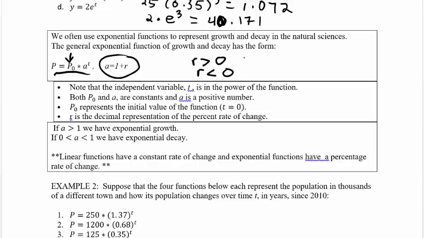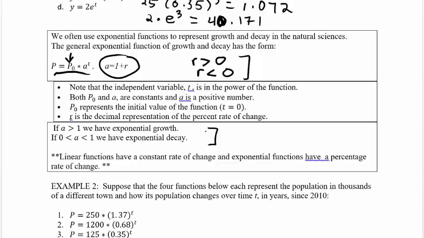So we talked about what R means in terms of growth and decay, but we can also now situate that with A, since A is 1 plus R. So if A is greater than 1, that means R was positive and we have growth. And if A is between 0 and 1, that means we have exponential decay.